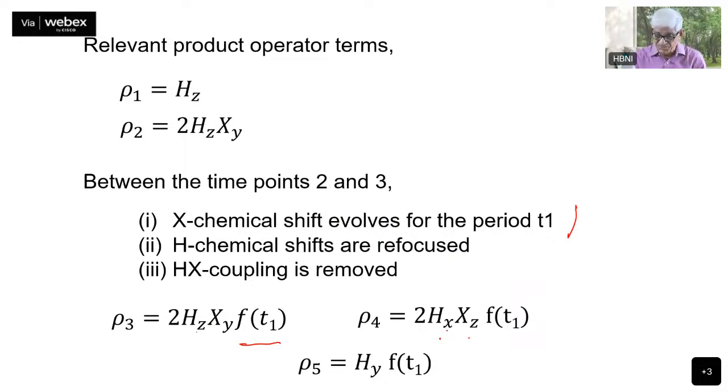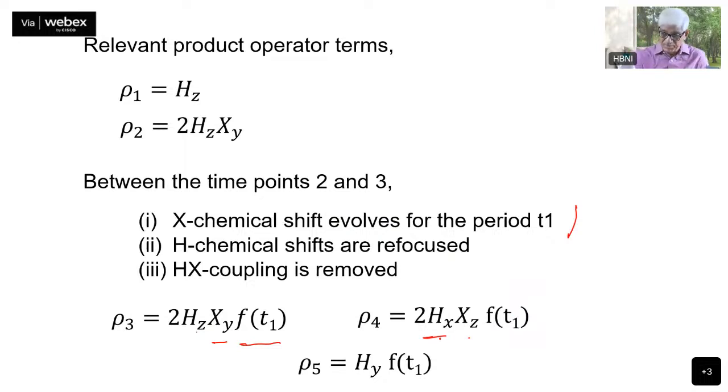We have now transferred the magnetization back to proton from the X nucleus. Here the magnetization was on the X nucleus. Now it has come on proton. So this is magnetization transferred back. That's why this antiphase term is required. If you have this antiphase term, when you apply a pair of 90-degree pulses to both the nuclei, then you cause this reverse coherence transfer from the X nucleus, and it gets transferred to the proton again. So you get 2HxXz F(t1).